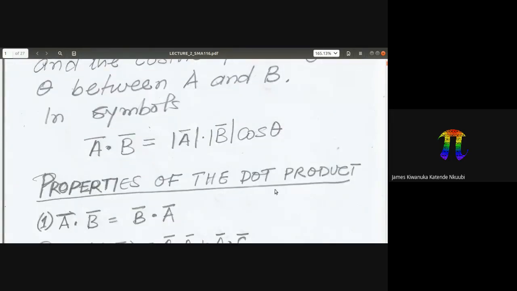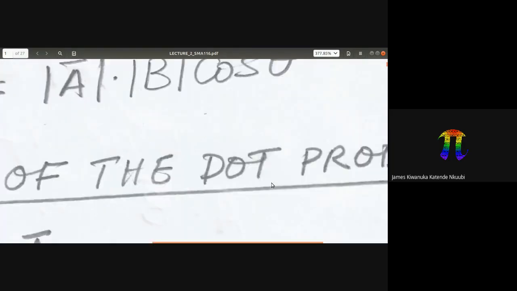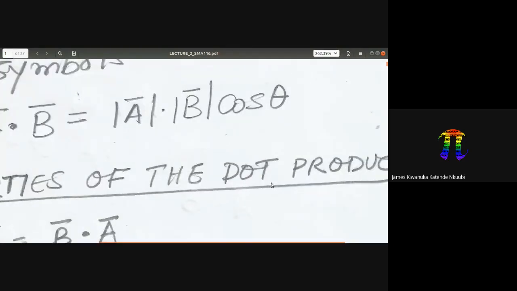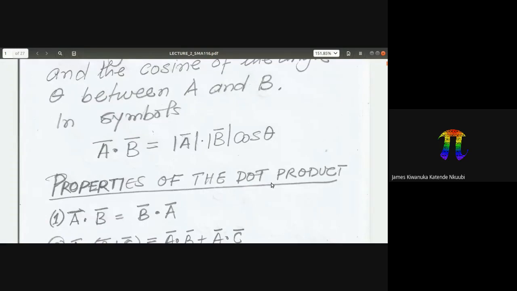So in symbols, we will denote the dot product as, there you go. We have A dot B will simply be the magnitude of A multiplied by the magnitude of B and multiplied by the cosine of the angle between A and B.